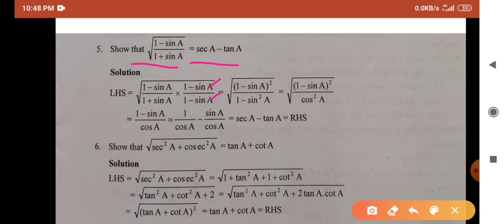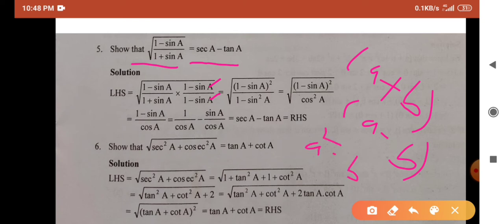It is in the form of a plus b, a minus b. Already you know basic identities. Then we can write it as a square minus b square, which is equal to what? A square minus b square it is. Similarly here also, 1 plus sin a, 1 minus sin a can be written as 1 square minus sin square a. Again in the next step, the numerator is 1 minus sin a whole square as it is. The denominator 1 minus sin square a can be written as cos square a, that is 1 minus sin square theta can be written as cos square theta.